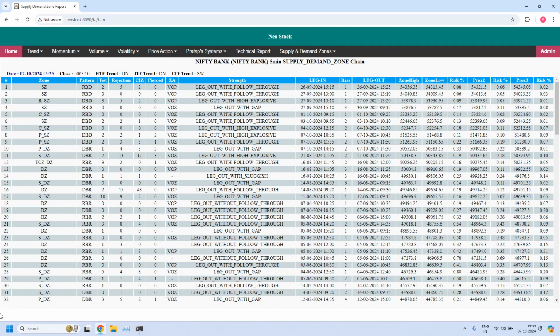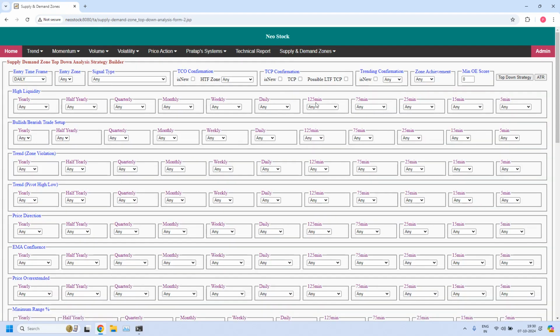So the next set of reports are about income trades, bullish and bearish trade setup, income trades for monthly, weekly, daily and hourly income trades. Let's start with monthly income trade bullish trade setup, entry time frame daily, entry zone demand zone. In bullish or bearish trade setup at daily, I am selecting bullish.